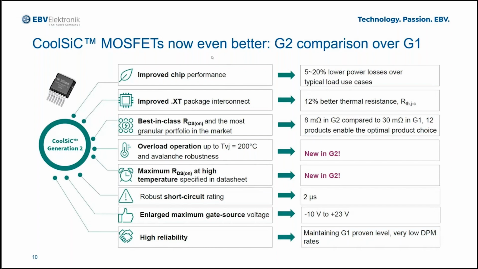Short circuit rating has remained 2 microseconds, as we said before. And what is very important for silicon carbide devices is the gate-source voltage robustness. Gen 2 can tolerate between minus 10 volt and plus 23 volt gate driving voltage, which makes it compatible with basically all the silicon carbide drivers and silicon carbide devices from competition, enabling you to design with Infineon no matter what other technology from which other supplier you were using before.